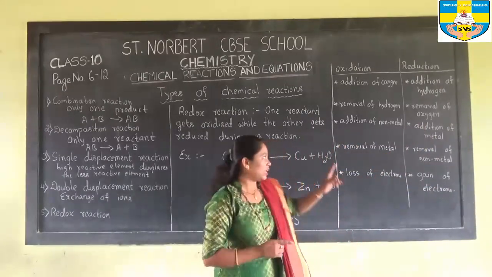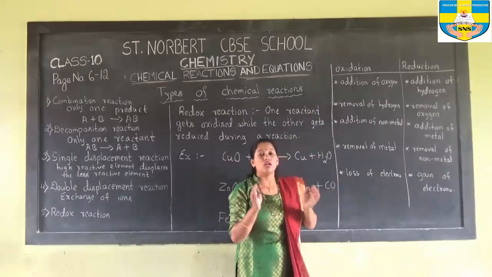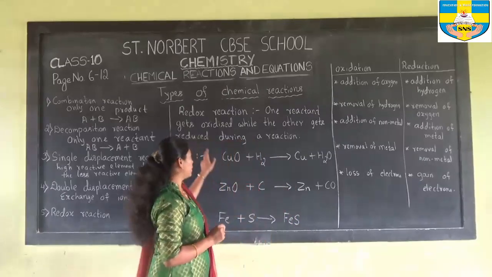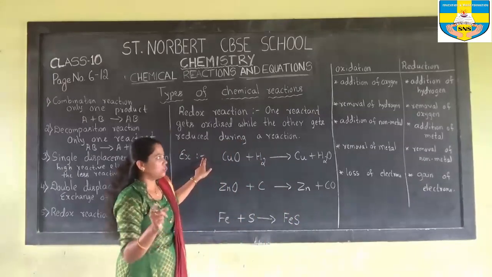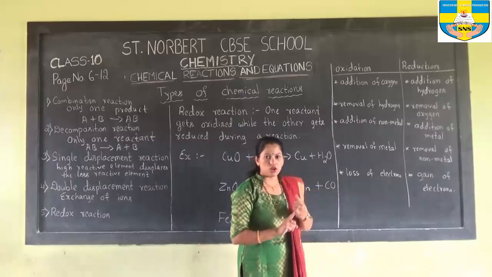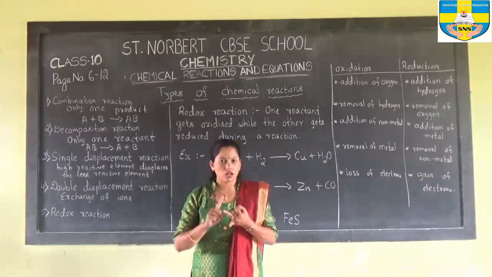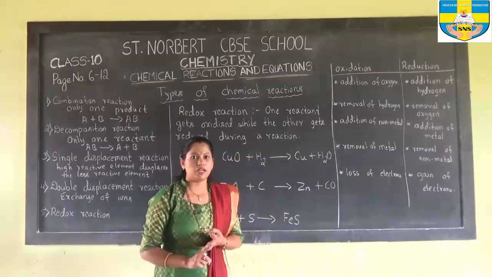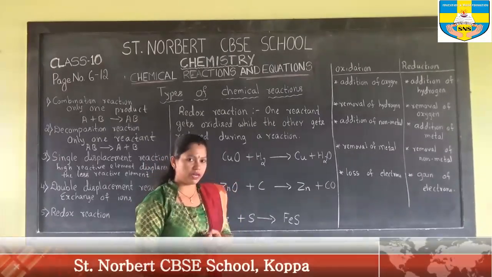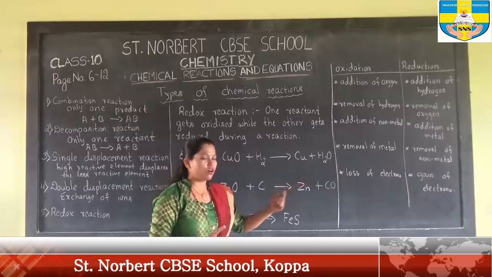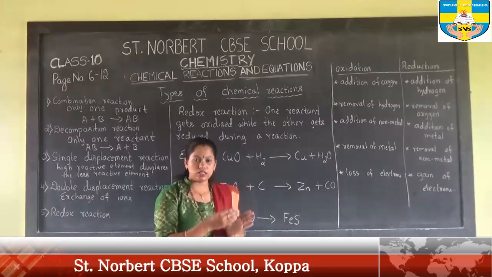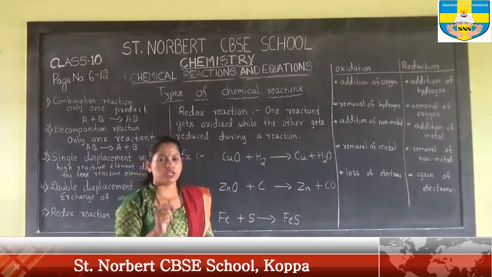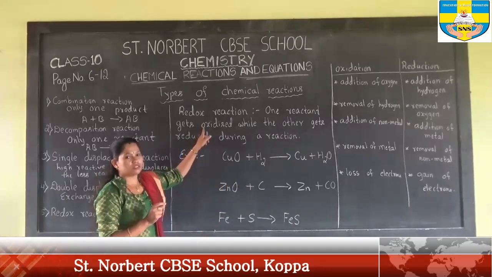So, in these cases, any one taking place in a single reaction comes under redox reaction. What are the cases? Addition of oxygen or removal of hydrogen, addition of non-metal or removal of metal, or loss of electron. In these cases, any one taking place in one reaction comes under redox reaction.